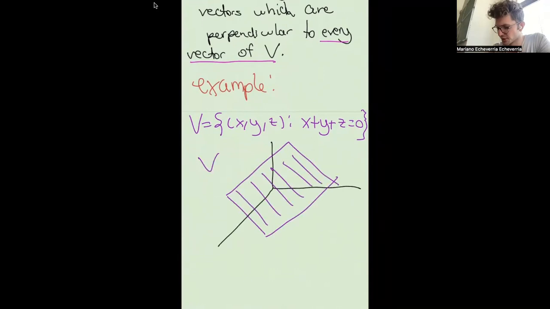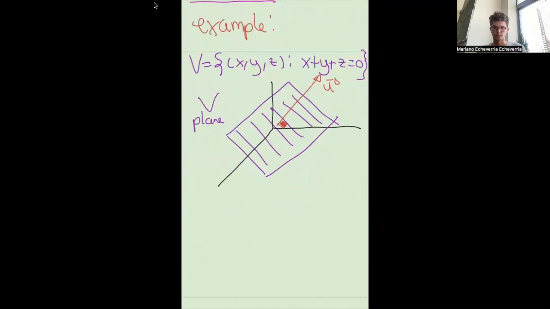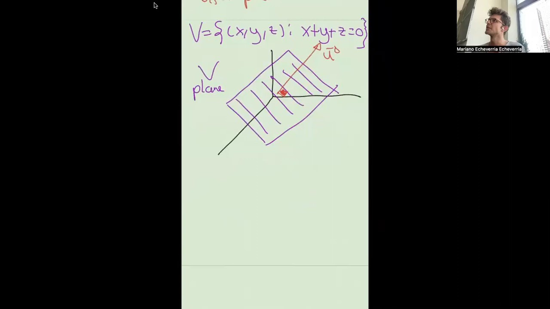And so the orthogonal complement will be all the vectors perpendicular to this plane. So let me try to draw something of what I mean. We're trying to find the vectors that kind of look like this. If you think of the plane as a piece of paper, we are trying to find these vectors that make a 90-degree angle with the plane, if that makes sense. Is that okay? So the idea to find these vectors, we want everything to be, and this is an important condition, we want the vector to be perpendicular to every single vector of the plane, right?